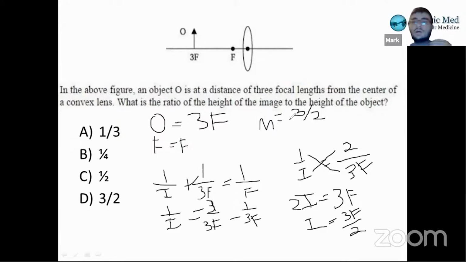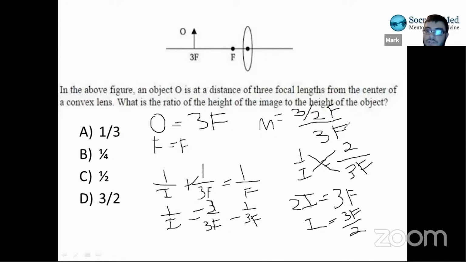Magnification is usually M equals negative I over O. Since we don't care about the sign for M, positive or negative, all that determines is if the image is upright or upside down. Since we don't care, we don't have to do that. We're just doing I over O. I is 3F over 2, right? O is 3F.